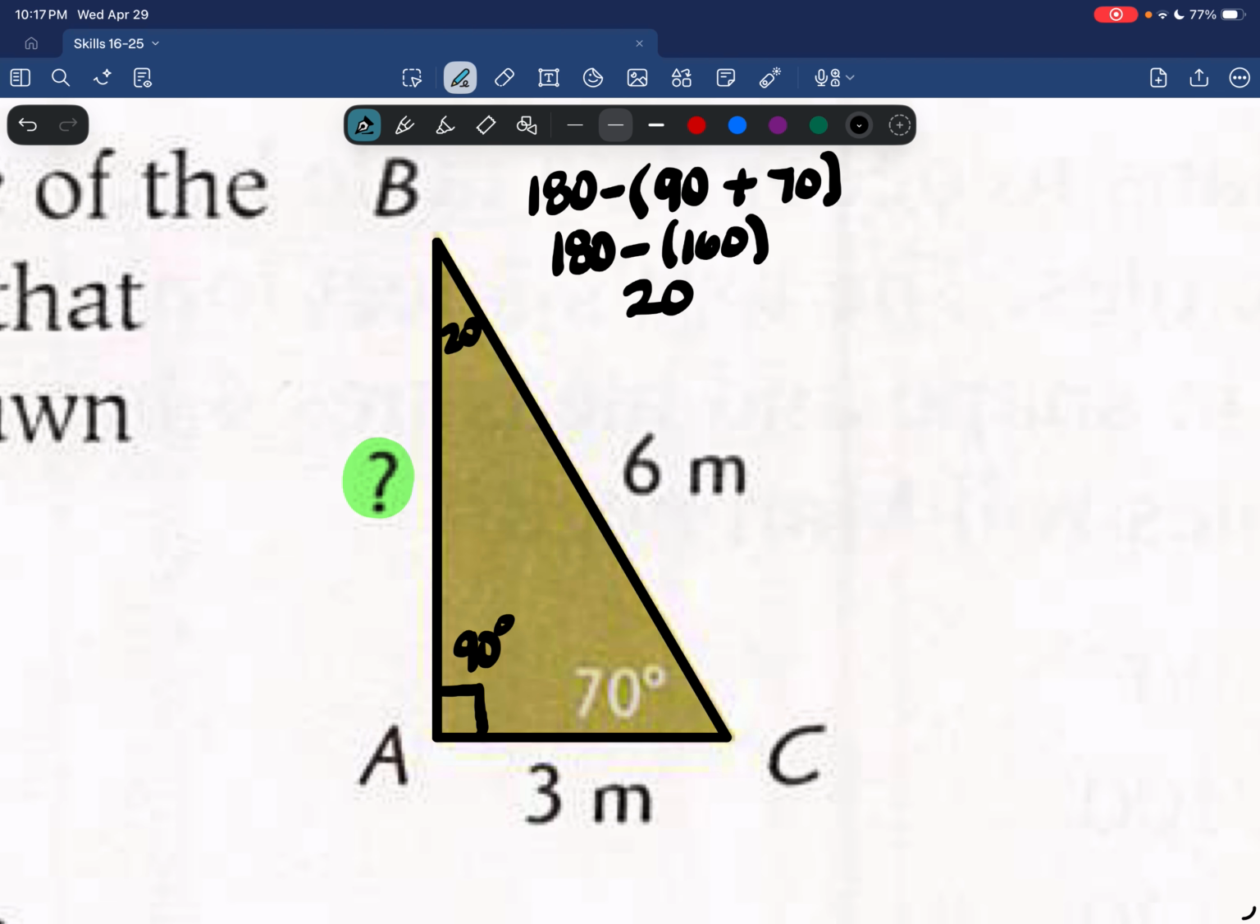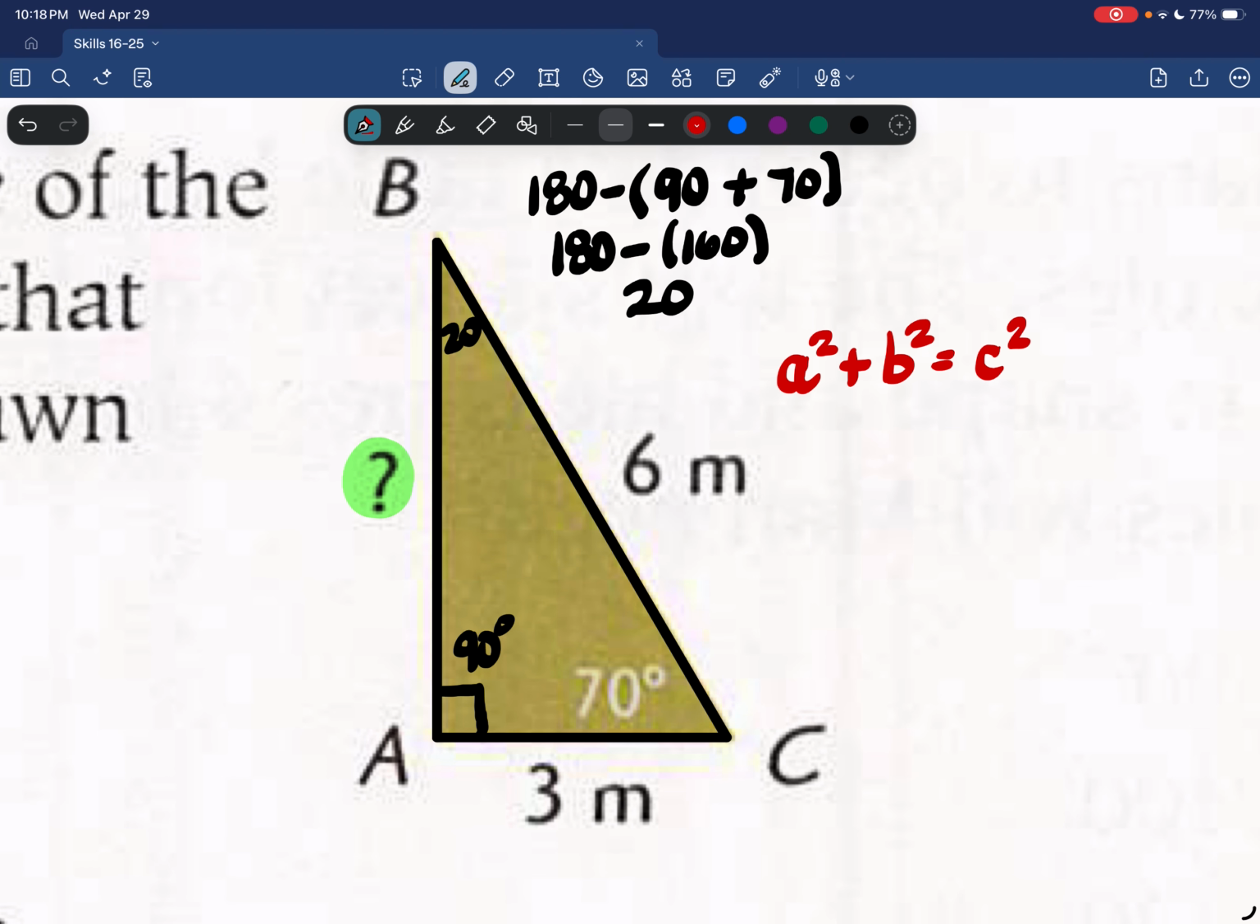Now, it's not in one of the triples that I've memorized, so I am going to use my formula. And I would set up the formula as a squared plus b squared equals c squared. And I will tell you that this formula looks horrendous and scary until you get used to it. If you will practice it, you will do well with it.